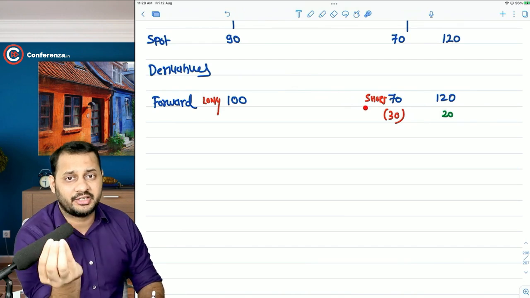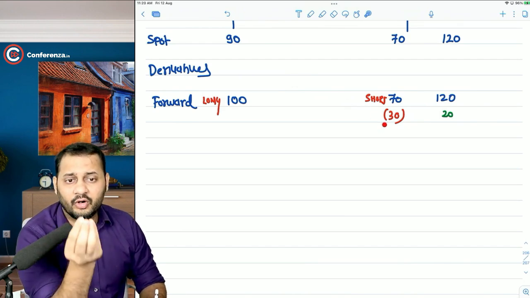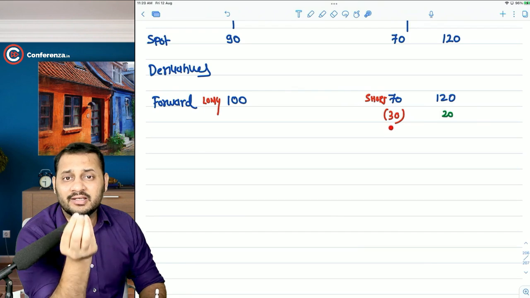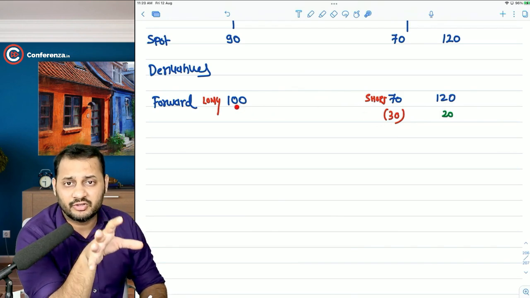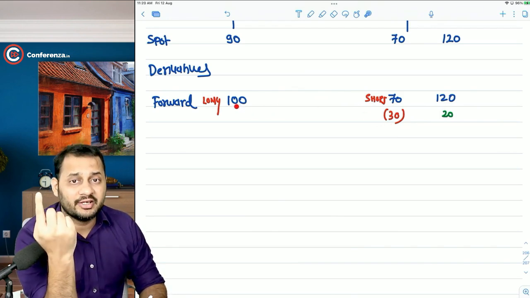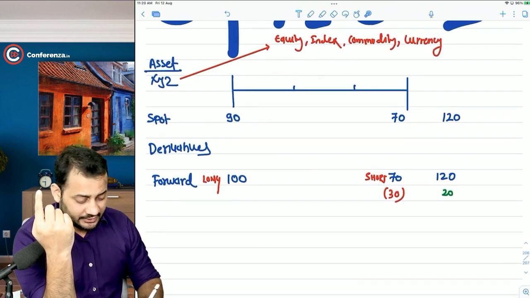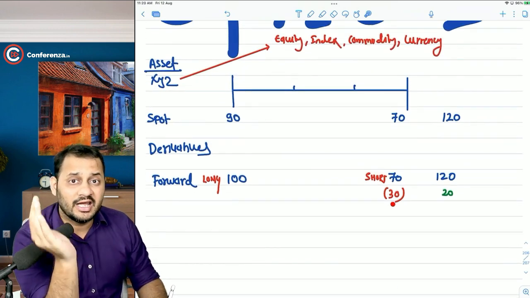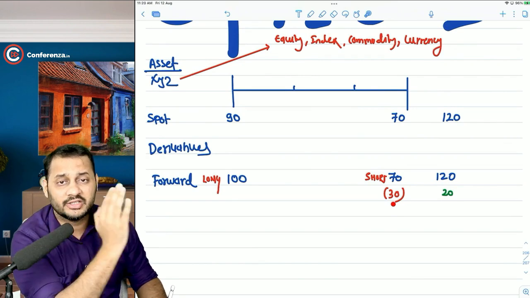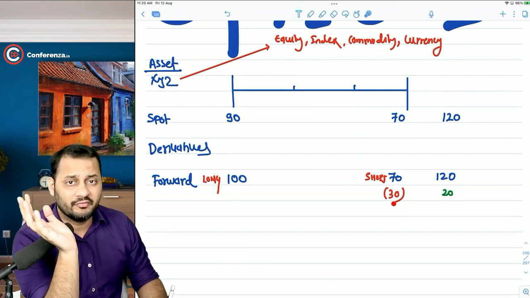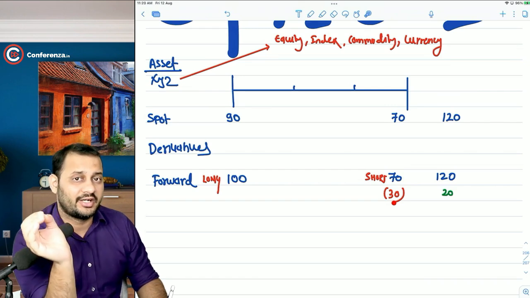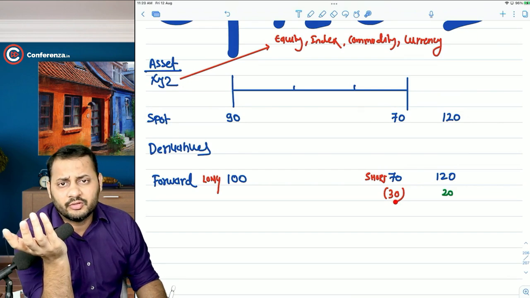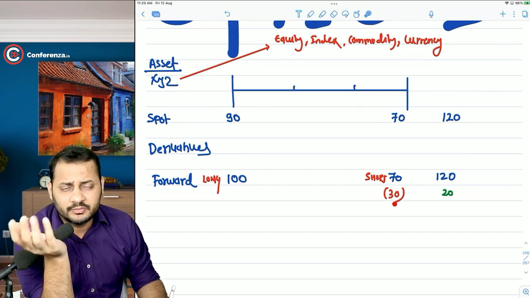You may reject to honor the contract. You may default at this particular price because there is a loss of 30 rupees to you. Let's say, for example, this contract is done on the basis of 1 lakh units of XYZ. That means 1 lakh into 30, which is 30 lakh rupees of loss that you have to pay to the seller. There are high chances that you will default on this contract. You will say, no, I'm not going to pay you. I understand there is a loss, but I will not pay you.